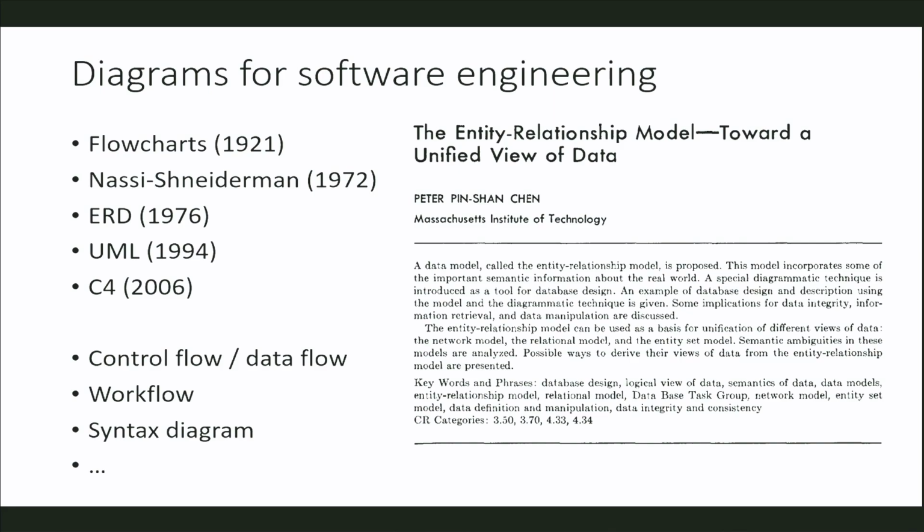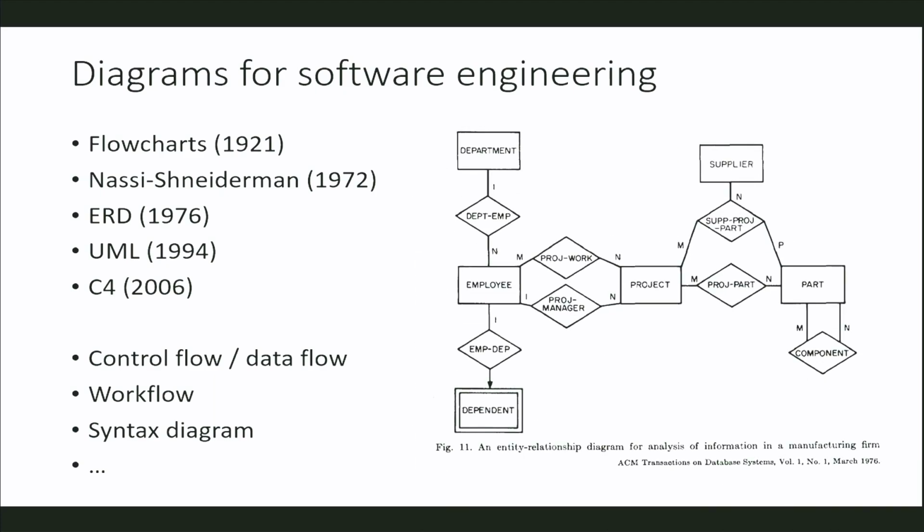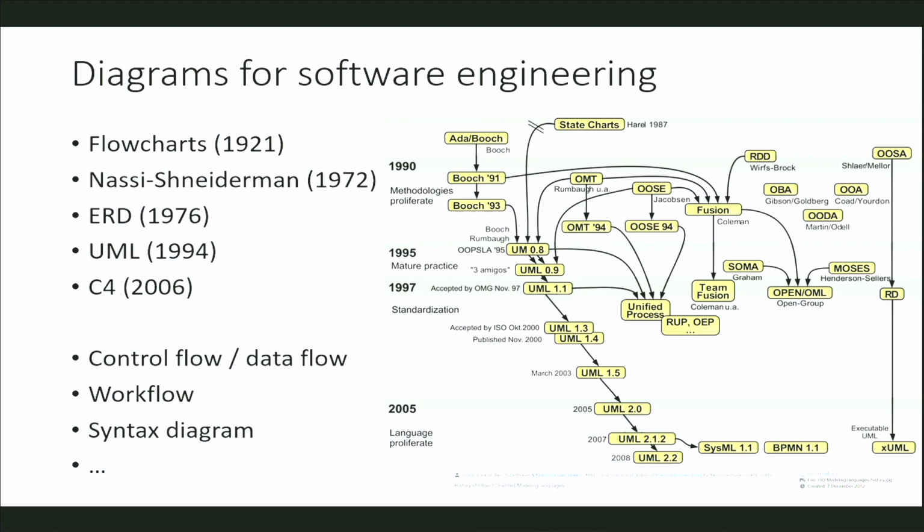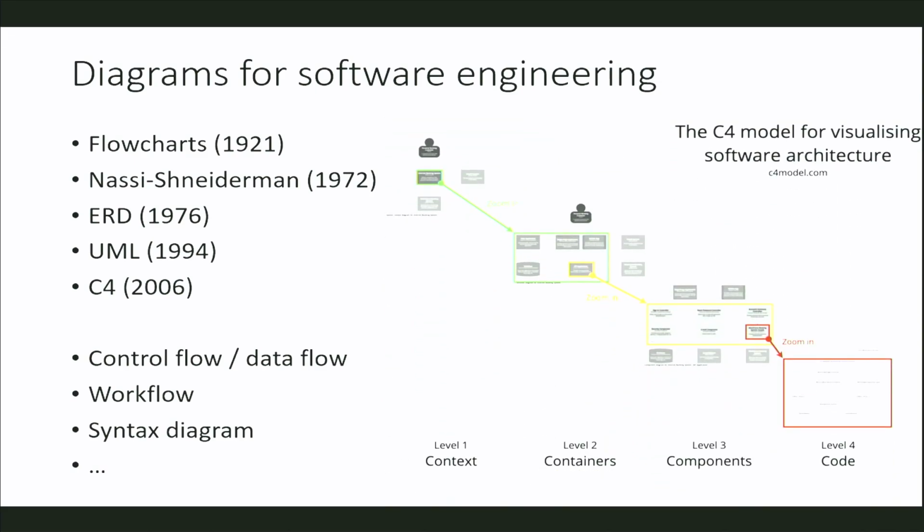Then we have entity relationship diagrams introduced by Chen, 1976. This is how it originally looked, which is a bit different from how we use this today. This is an overview of all the versions of UML and everything that led up to it. I haven't included UML diagrams, but this shows how complicated this has become. And to make this simpler, the C4 model was introduced in 2006, which only uses part of UML, the part that is most useful and that's most used. So there are other diagrams. There's control flow, data flow, workflow, syntax diagrams, lots of diagrams.